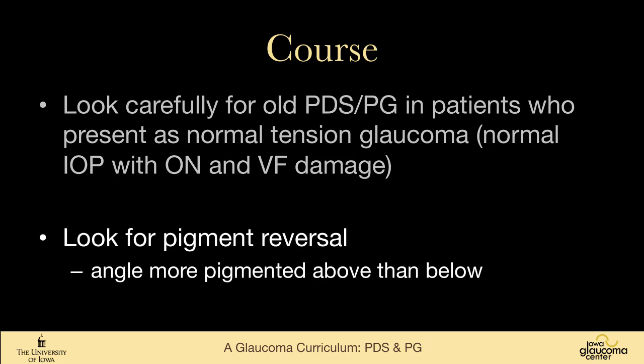One sign you can look for is pigment reversal, where the angle is more pigmented above than below. So almost always the angle, because of gravity, is more pigmented below than above. But in these people, you can see reversal of that pigmentation, as you can see in this patient. The inferior angle, very little pigment. And as I rotate the lens here, you can see that there's a lot of pigment up above.